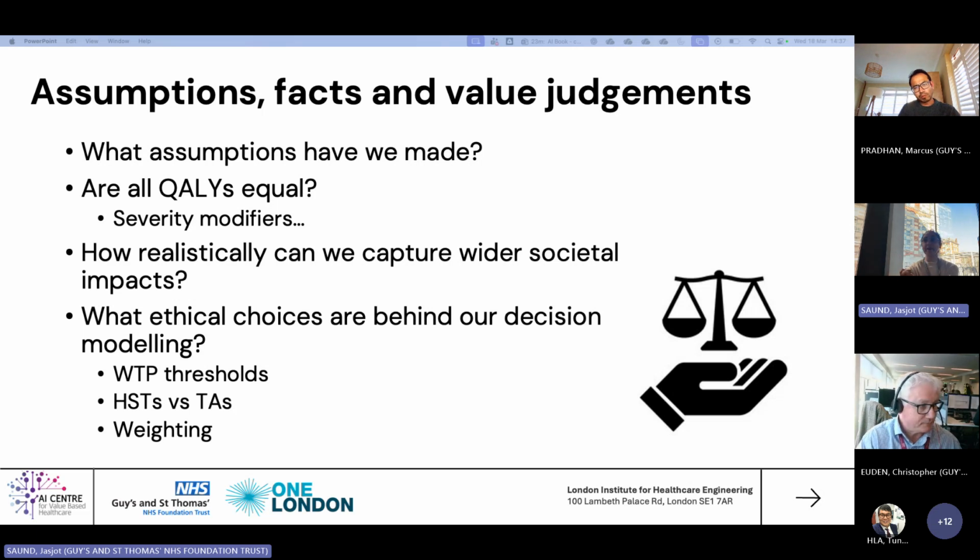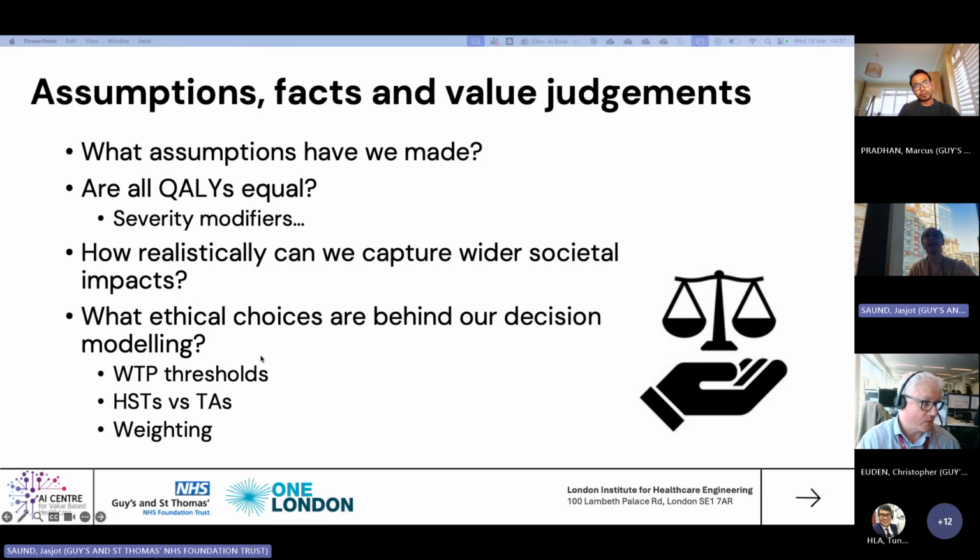And also the difference between technology assessments and highly specialized technologies. NICE have a completely different willingness to pay threshold for highly specialized technologies. It's much, much, much higher. And how we define these highly specialized technologies, which are usually ultra rare conditions and gene therapy. Yeah, exactly.